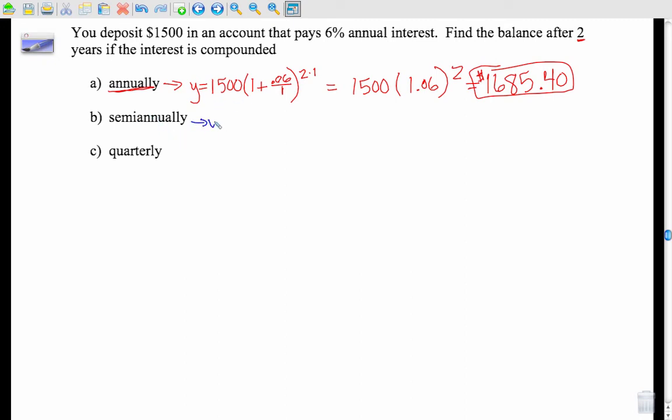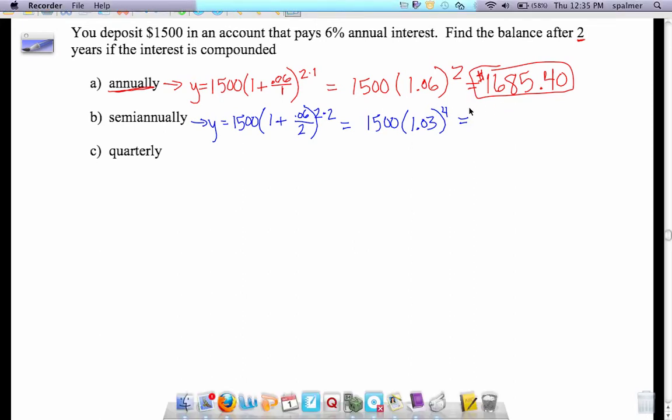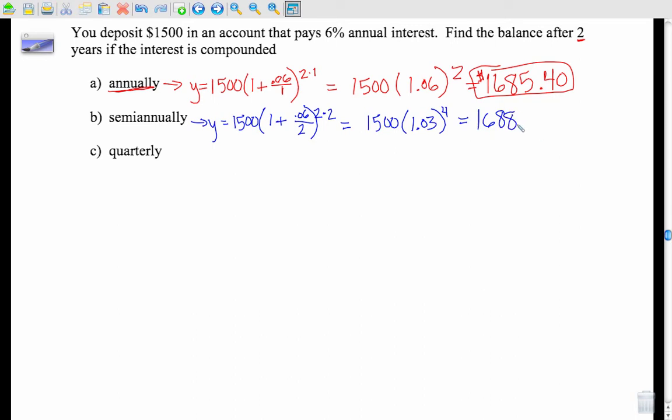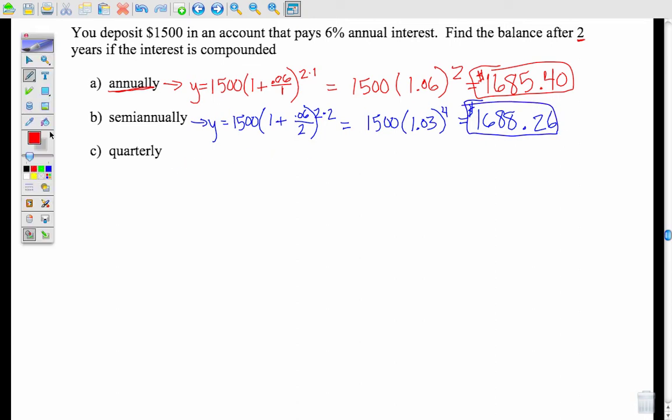Compounded annually. Semi-annually, let me get a different color here. Semi-annually means twice a year. So I'm going to use this exact same formula, y equals 1,500, because that's my starting value, 1 plus 0.06. Instead of dividing by 1, when it's semi-annually, I have to divide by 2. And because I divided by 2 out here, I got to multiply by 2 out here. So you end up with 1,500 times, divide these and add them, you'll get 1.03 to the 4th power. Again, grabbing your calculator and punching that in, you should get right around $1,688.26. So you get a little bit more money if it's compounded semi-annually.